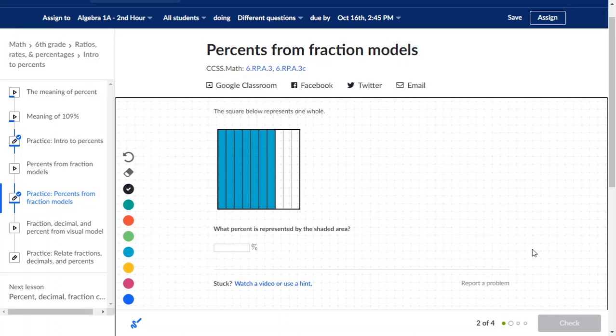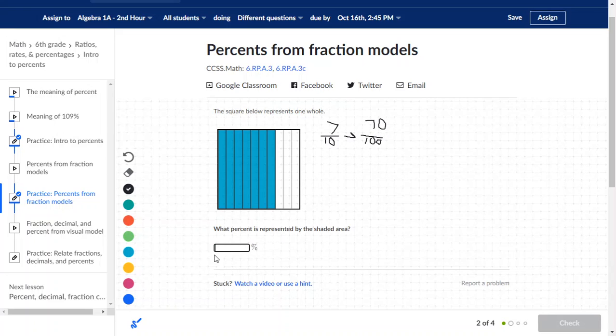Okay, now you try this one. All right, this one's not too bad. So we've got 1, 2, 3, 4, 5, 6, 7, 8, 9, 10. And 10 is a really nice denominator to start with because we know we have to multiply by 10 to get to 100. And 7 of these are filled in already. So to get to a fraction over 100, I needed to multiply 10 times 10 to get to 100, which means I need to multiply 7 times 10 to get to 70. So 7 out of 10 is the same thing as 70%.